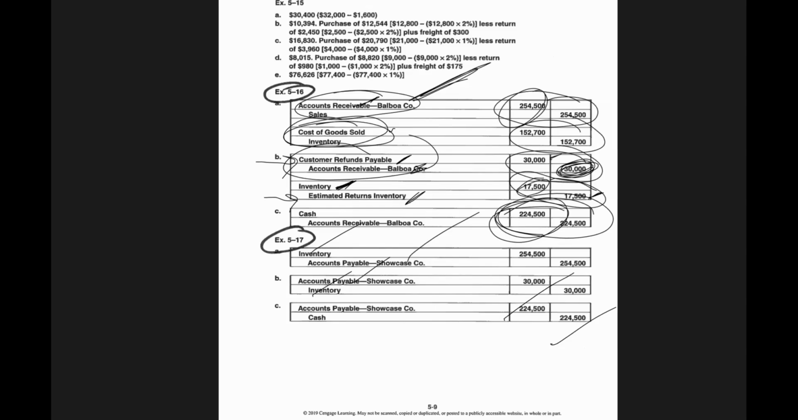So purchase, we charged it. Returned it, reduce what we owe, get it out of inventory, and then we pay what is due.